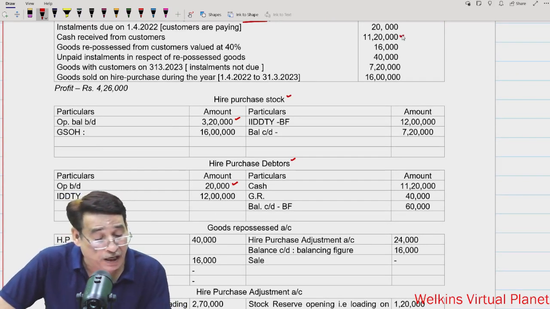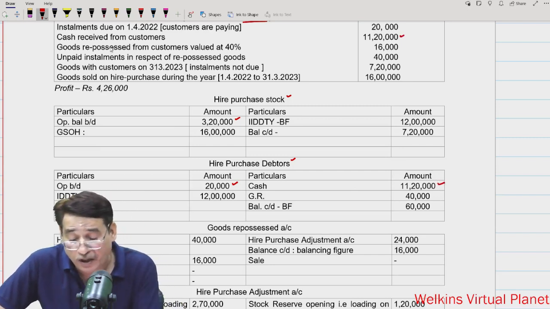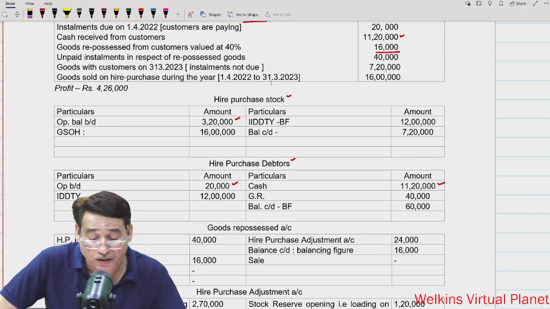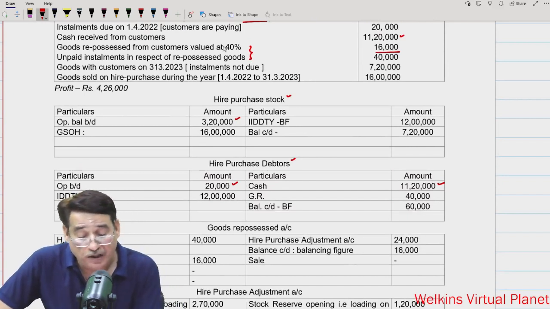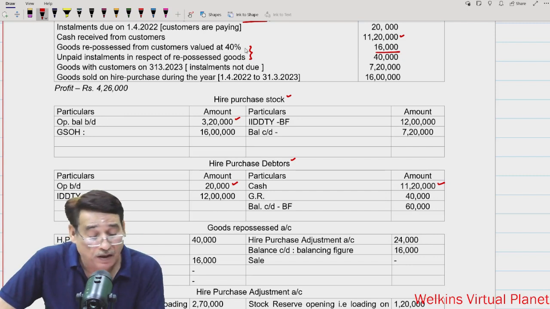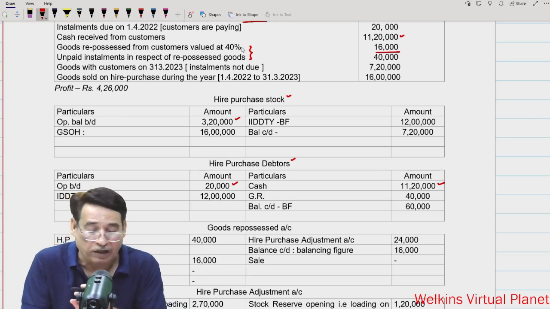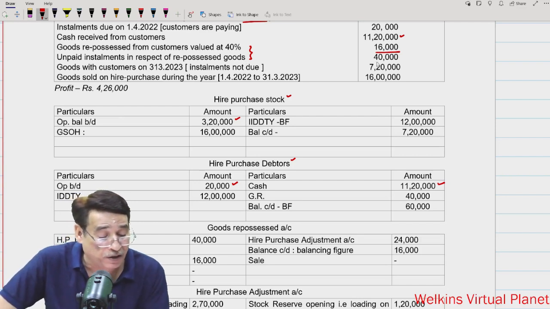Then we have been given cash received. Now cash received, obviously in the debtors account we are going to write. And then we have been given goods repossessed from customer valued at 40%. What does it mean? And further it is given unpaid installment. Actually there are two pieces of information related to goods repossessed. First, whatever goods were taken back were taken back at 40% less than the value. Now what was the value? It is given unpaid installment in respect of goods repossessed is 40,000.